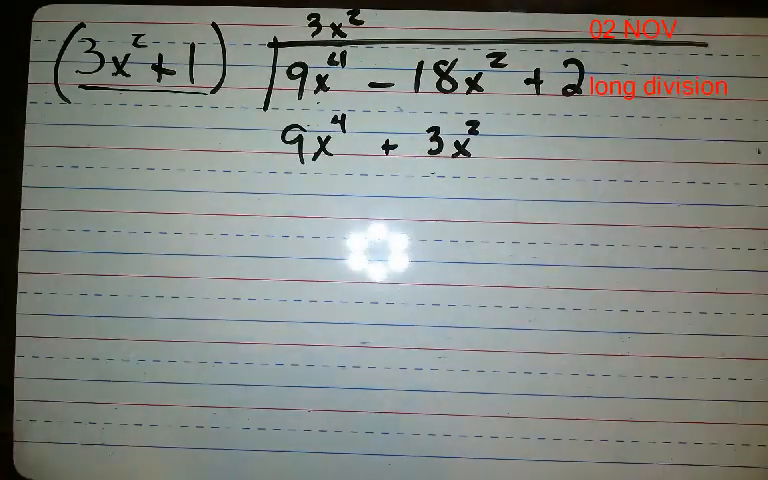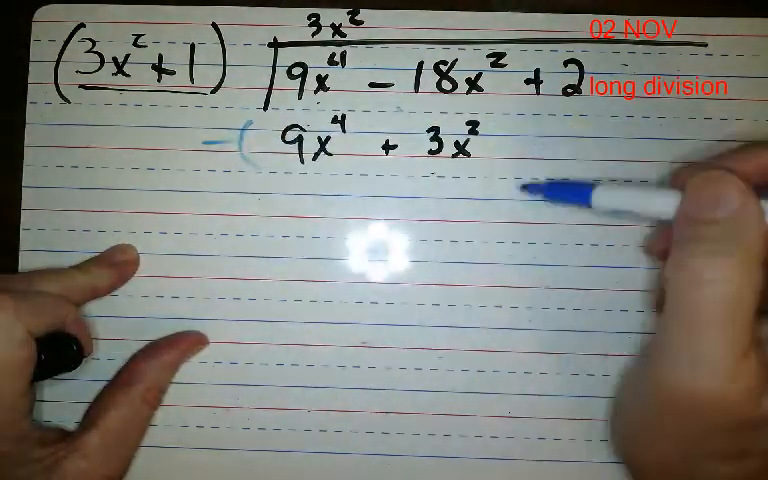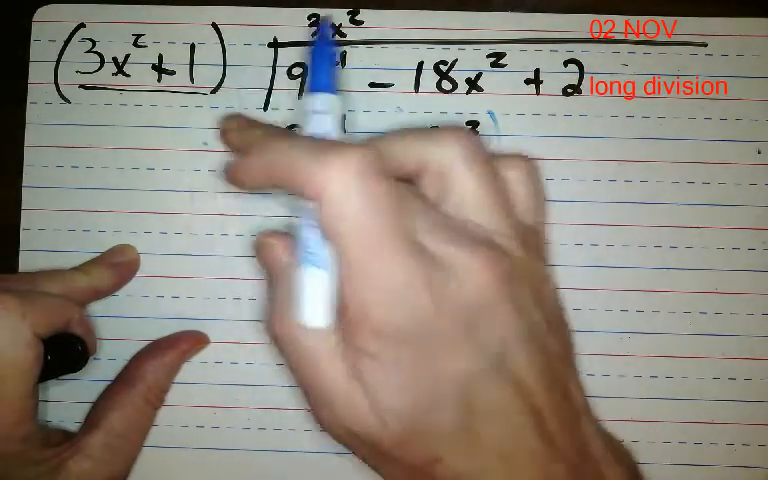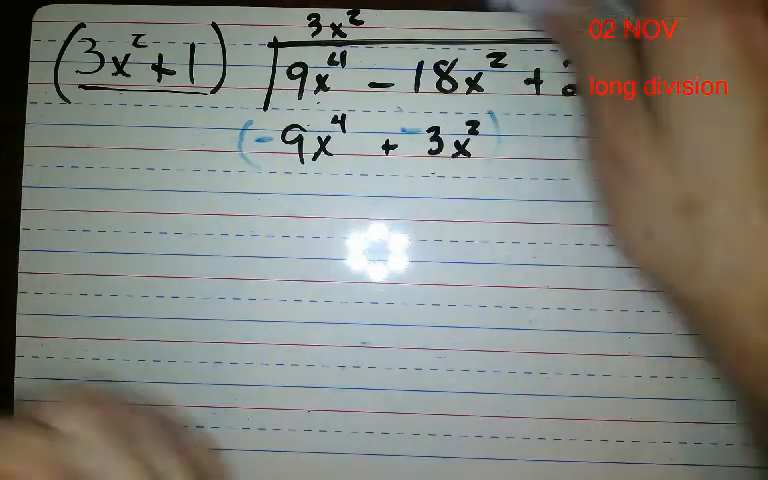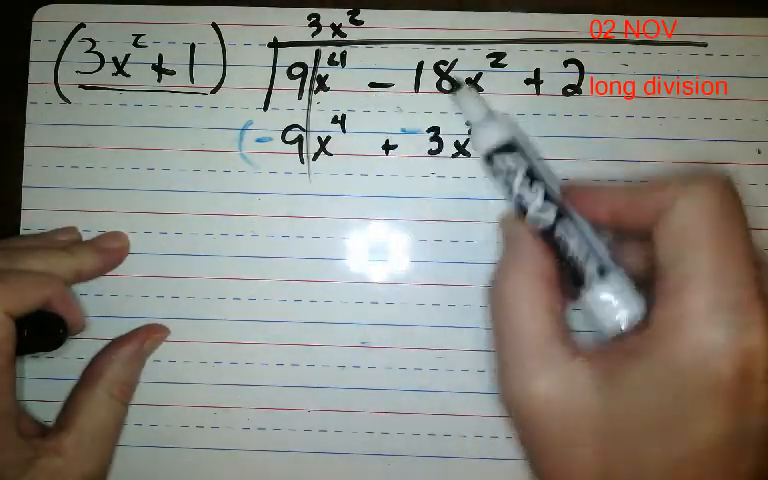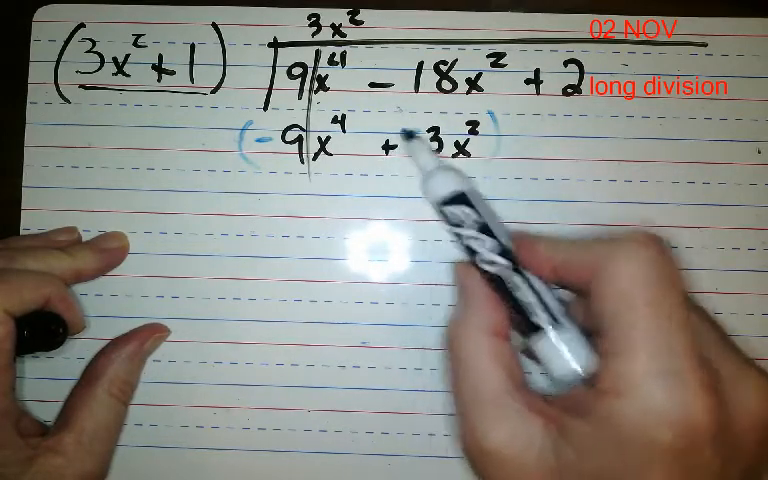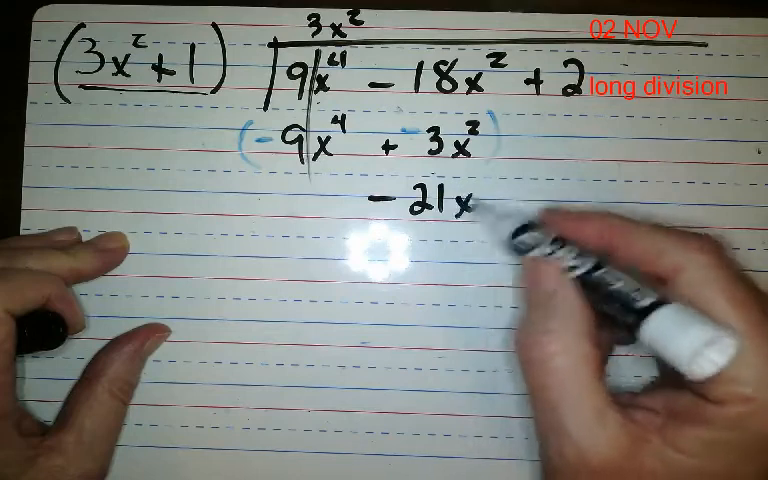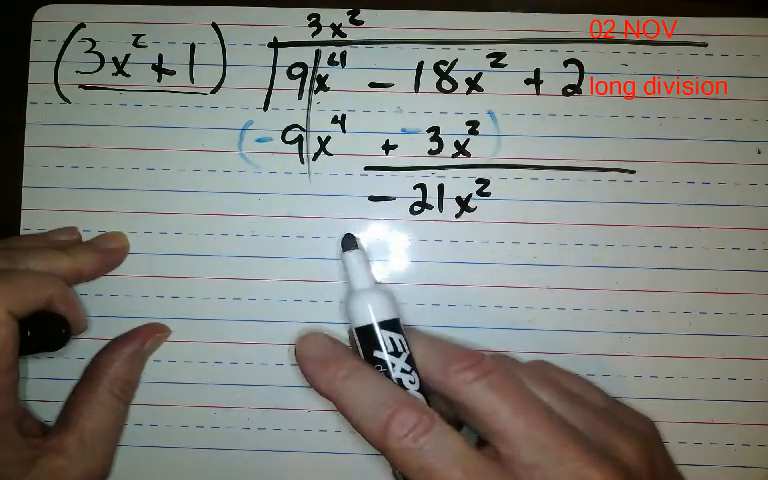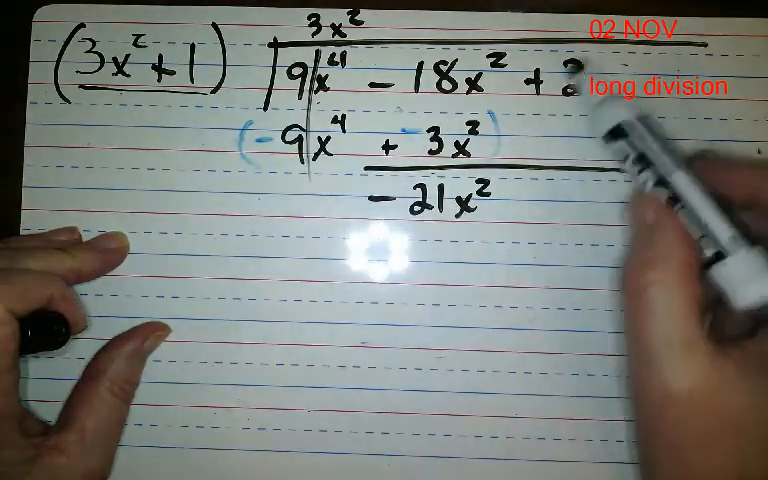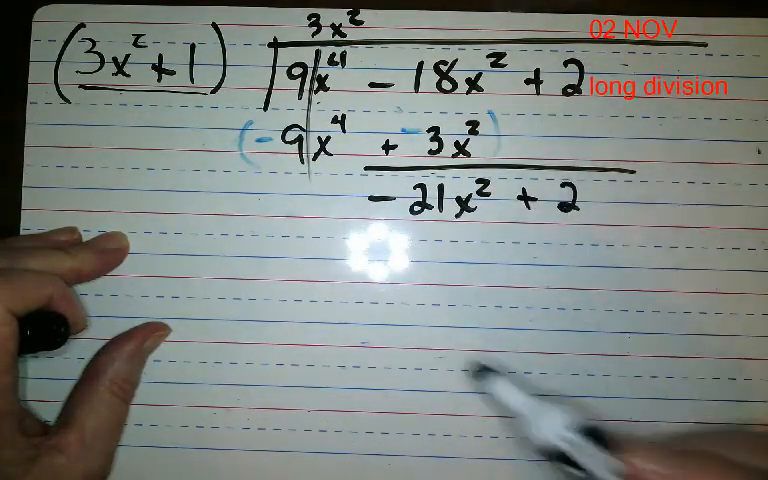Now, if you recall, we are subtracting. And so we have to subtract this one. We have to subtract that one. There we go. What does that leave us? Well, this goes away. Negative 18 minus 3, that's actually negative 21x squared. Okay? And then the 2 drops down.